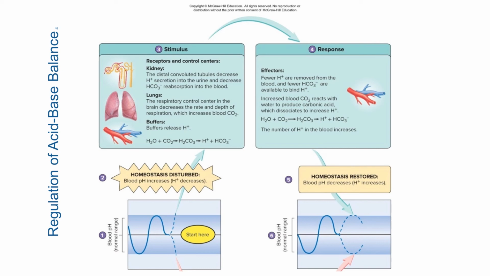Of course, when blood pH increases, or hydrogen increases in your blood, the stimulus or the receptor and control centers that are affected would be your kidneys, your lungs, and the buffers, which actually release your hydrogen. And in response, you have your effectors here, where fewer hydrogen are removed from the blood and fewer bicarbonate are available to bind with your hydrogen ions. So the number of hydrogen in the blood increases, and with that, homeostasis is restored when blood pH decreases.